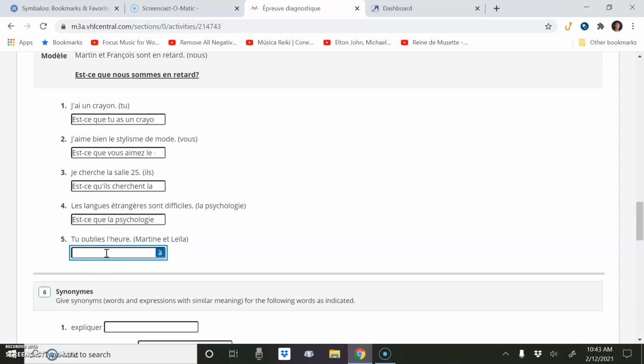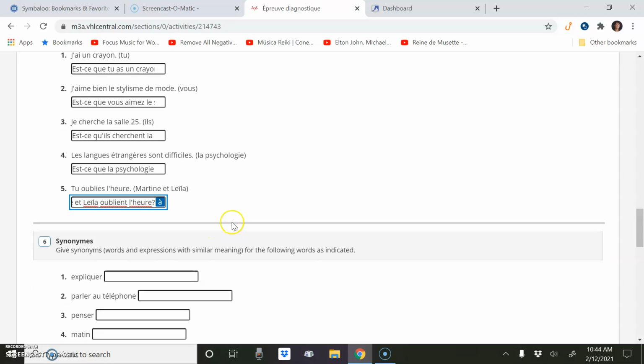And tu oublies l'heure. You forget the time. So we're going to ask, do Martine and Layla forget the time? So est-ce que, your favorite question word. Martine et Layla. Oh, there's the i with little dots. Layla. And it's two people, so it's oublient. You got it, ent for two people. Oublient l'heure. So do those two people forget the time? Yeah. So again, just making a question for the answer.